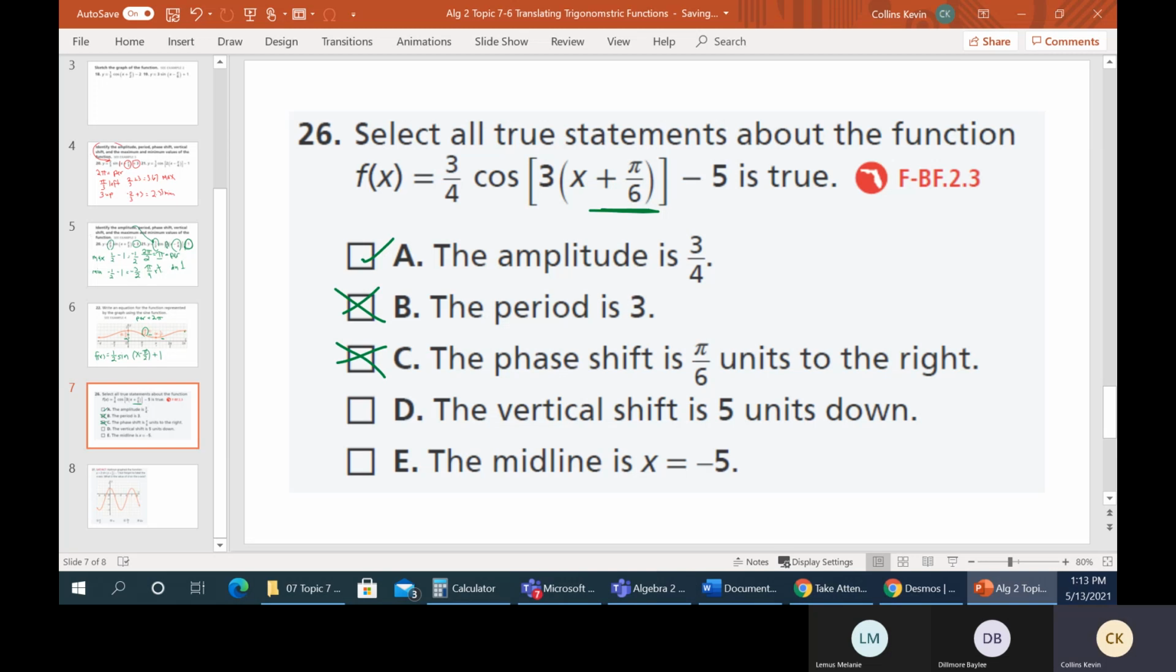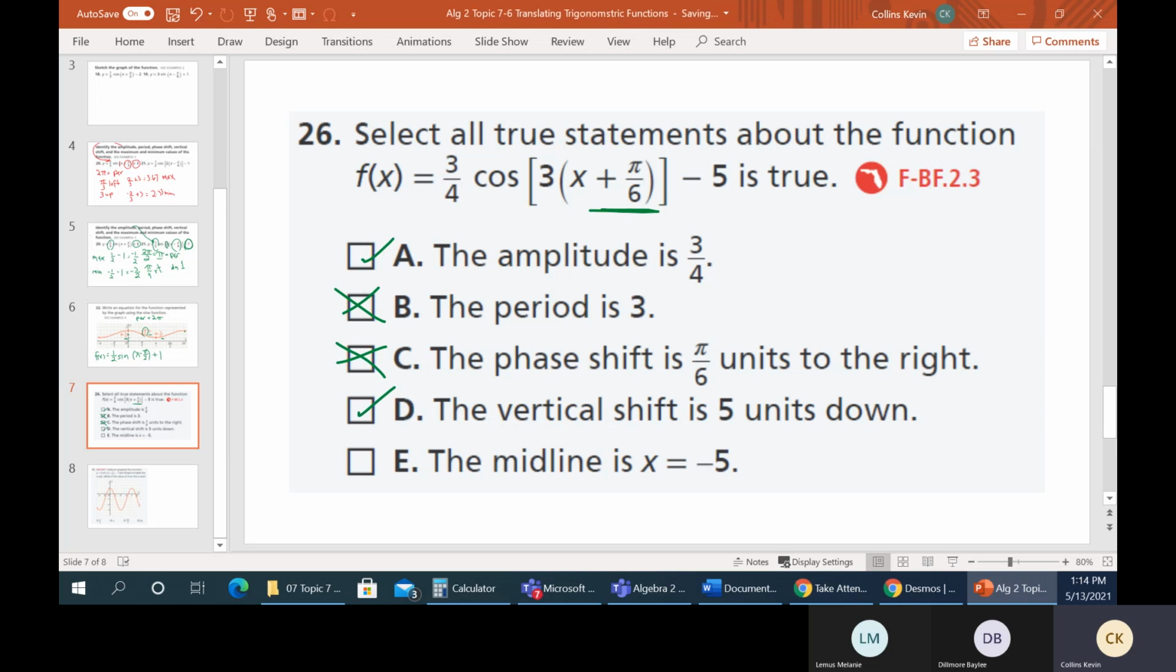All right, so vertical shift of 5 units down. How we feeling about that one? Yeah, that one's good. So we'll check that one.